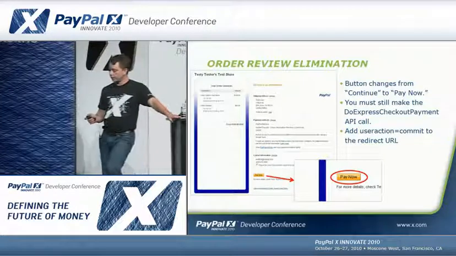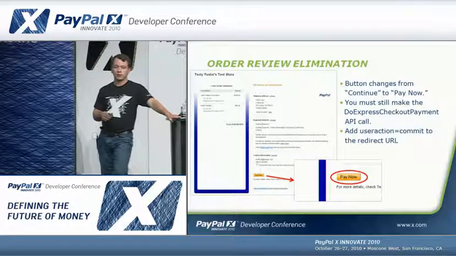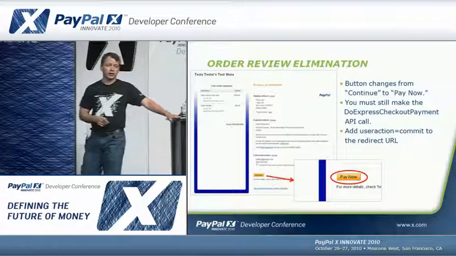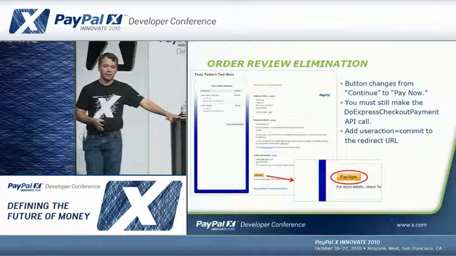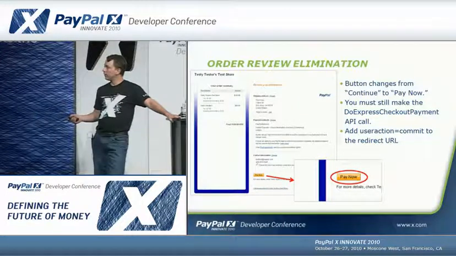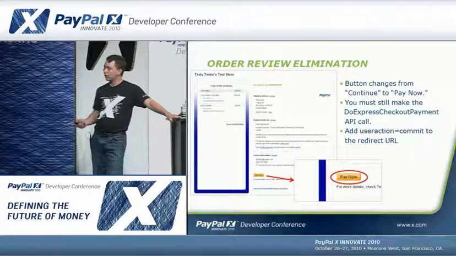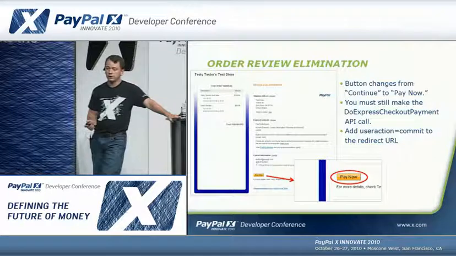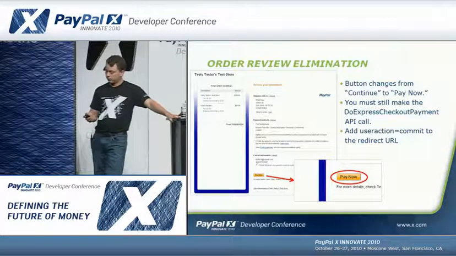So one of the things Kyle was showing earlier was, sometimes people jump over to PayPal from the shopping cart page, and sometimes they jump over to PayPal from the shopping cart page. Typically, when people are jumping over from the actual shopping cart page, we want the buttons on the PayPal side to say Pay Now, especially if you're not giving a review page after they return back from PayPal. So you're able to change these buttons on the PayPal page from Continue to Pay Now by adding user action equal to commit to the redirect URL.